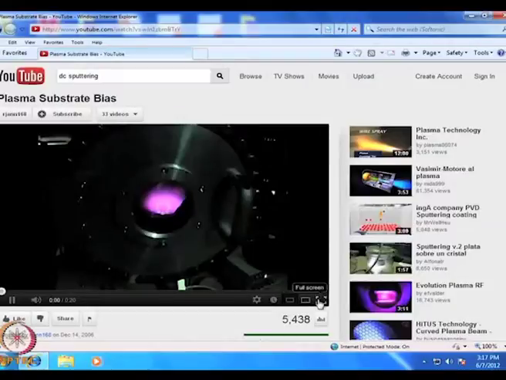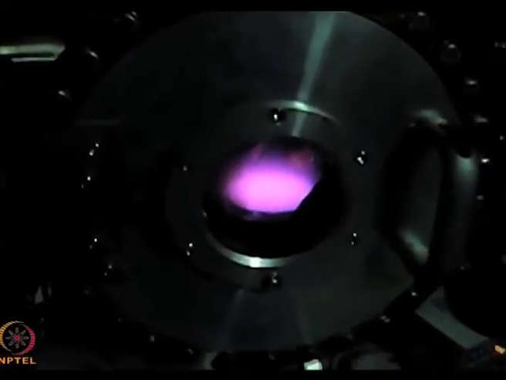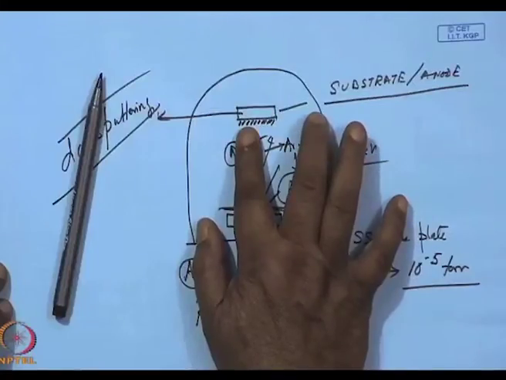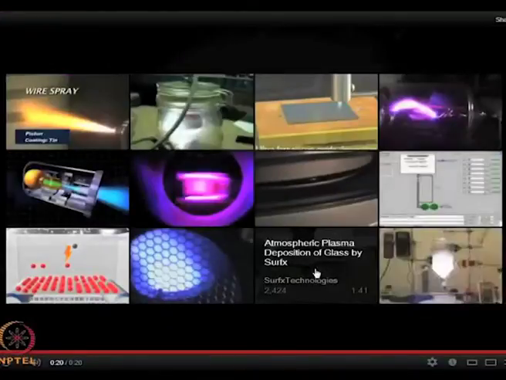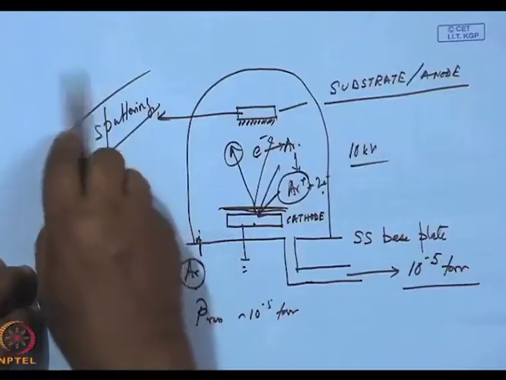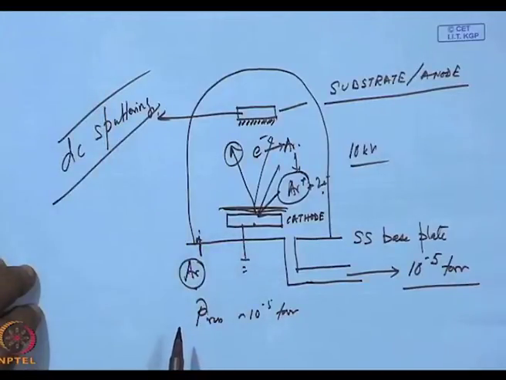What you see over here, sputtering process, this is the target. Over the target we have this plasma. The argon ions are going and hitting the target and ablating the materials which deposit on this substrate material. This is how basically DC sputtering works. However, this is a course on ceramics, not on how metals are deposited.